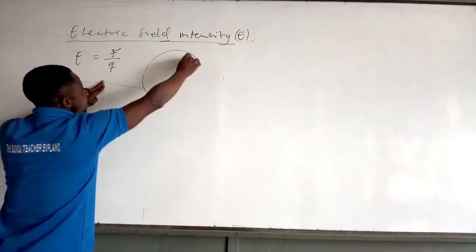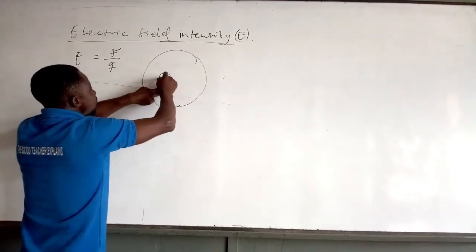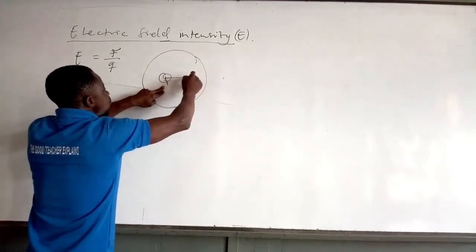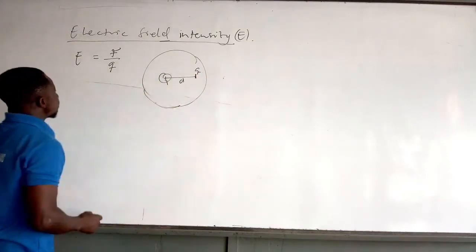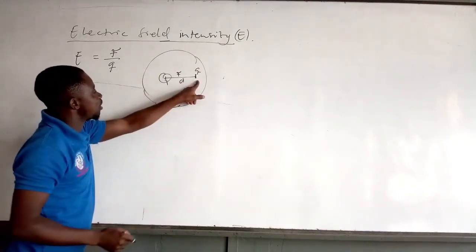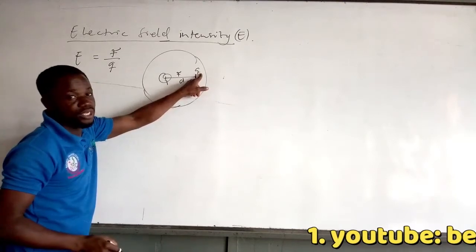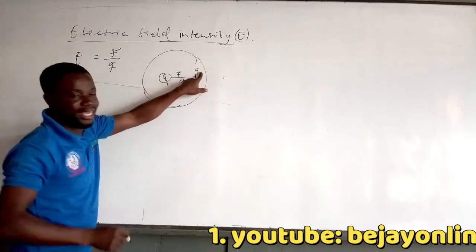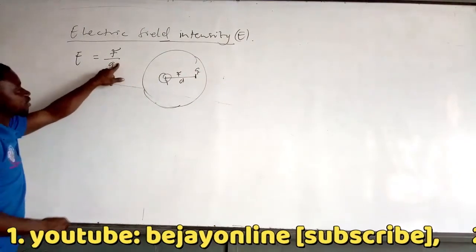So let us consider the diagram I drew earlier, such that a charge Q has created a field. The distance from here to this point is D. Let small q be the charge that is experiencing the field. The force between them per unit charge placed at that point in the field is not per this charge, but per the charge that is experiencing the field. Alright, that gives us this.